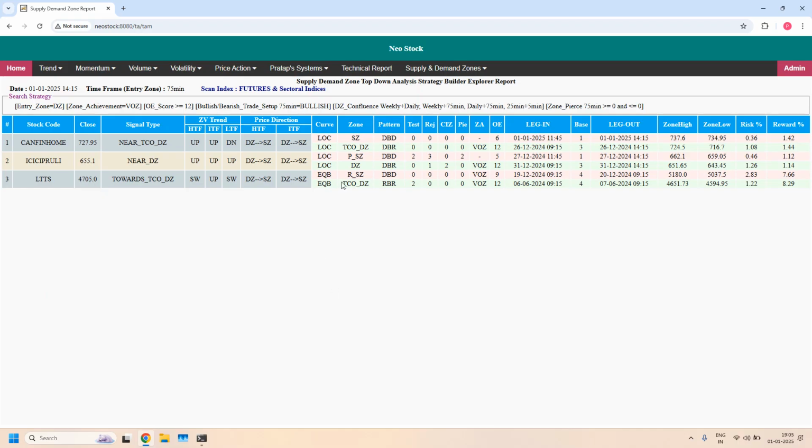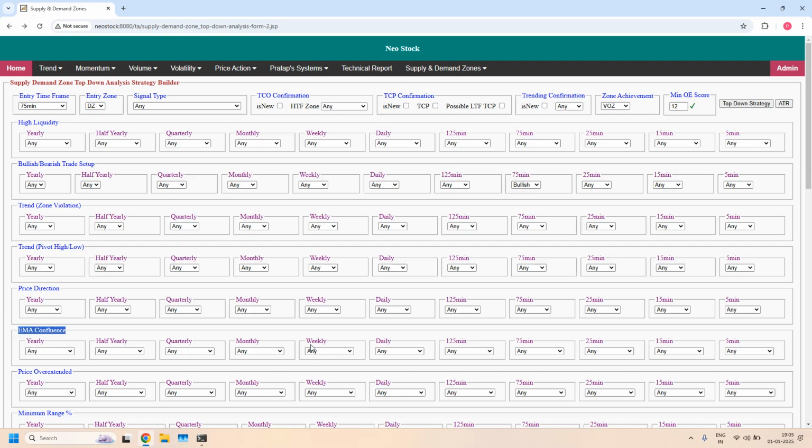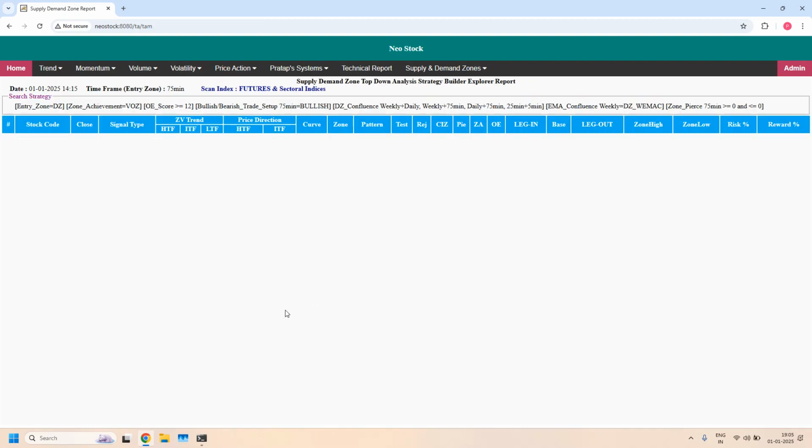In these 3 stocks, these 75 minutes demand zones are part of the daily, both together again part of the weekly. And the weekly trend is up in the first 2 stocks. Out of these 3, if any of the first 2 stocks are having weekly EMA, they could be even more high probability trade setup supported stocks. Let us verify. In the EMA confluence at weekly time frame, because 75 minutes together with daily is part of the weekly, that's why we are looking for weekly demand zone with weekly EMA confluence. With this filter, we did not get any stocks. So this is about bullish trade setup weekly income trade.